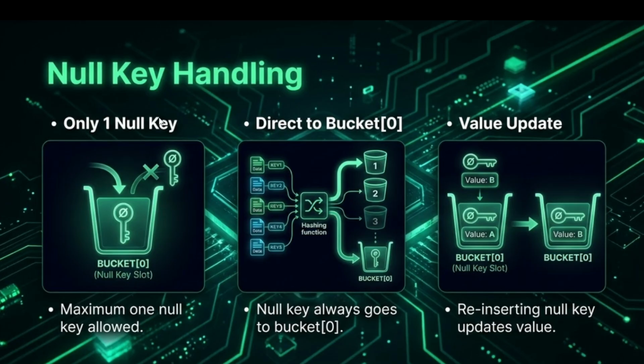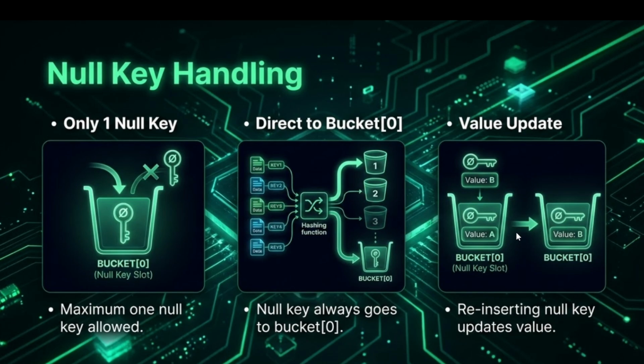Only one null key is allowed in the hash map. So how will the data be stored? Maximum one null key is allowed, and the null key always goes to bucket 0. Every time you pass null, it always hits bucket 0. Value update: reinsert the null key and it updates the value. Suppose we add one more null, it will update the value.